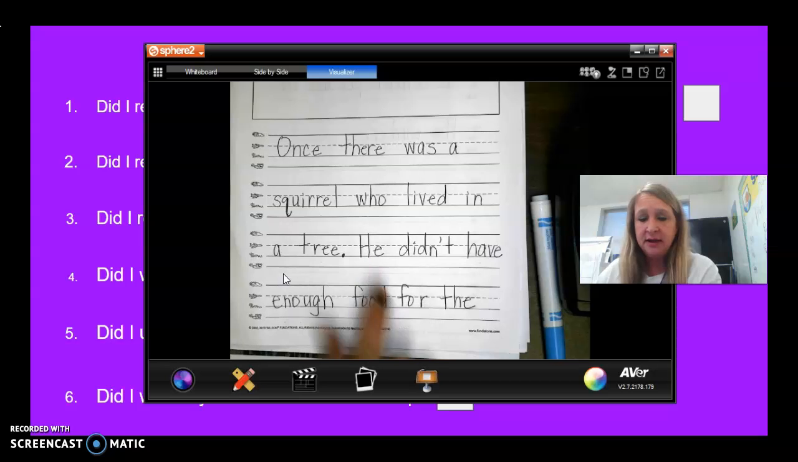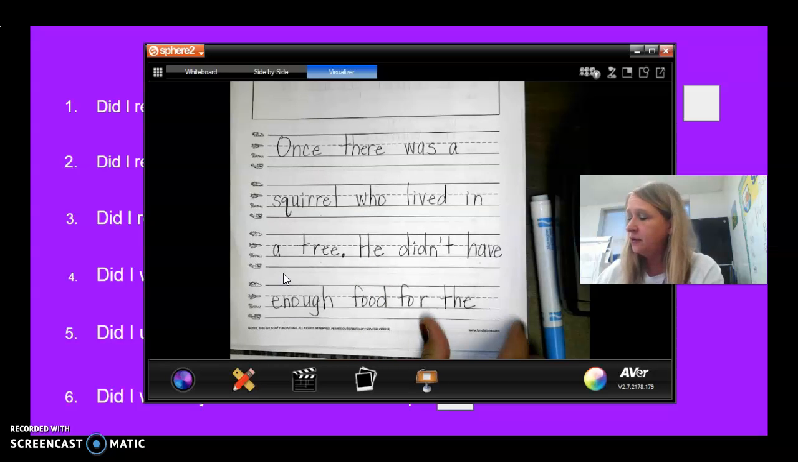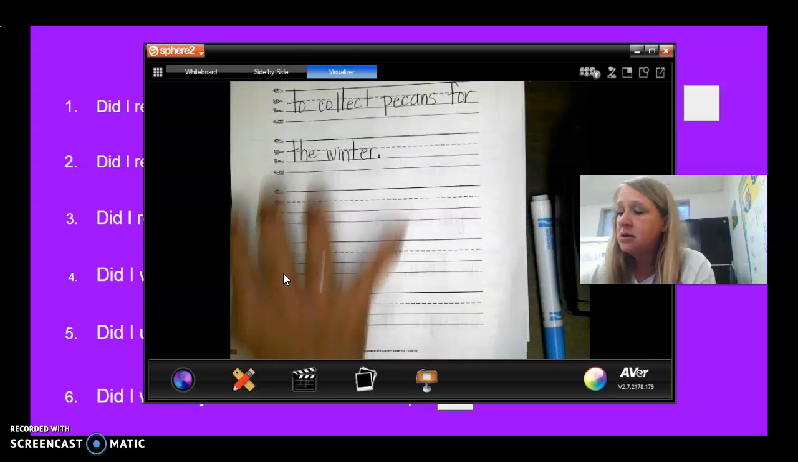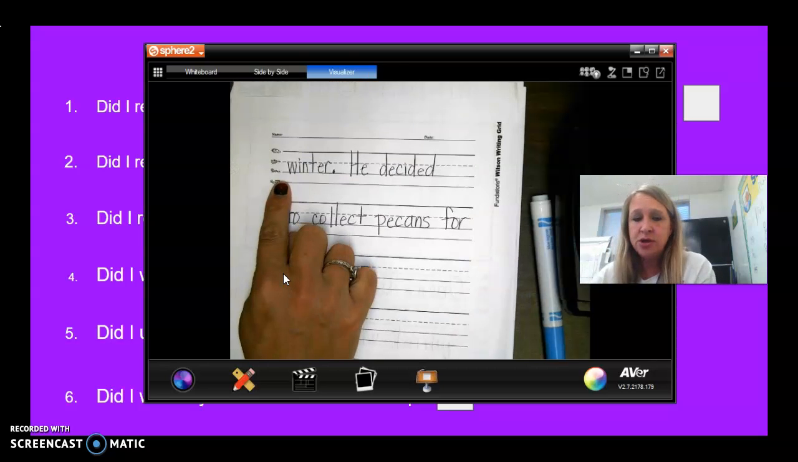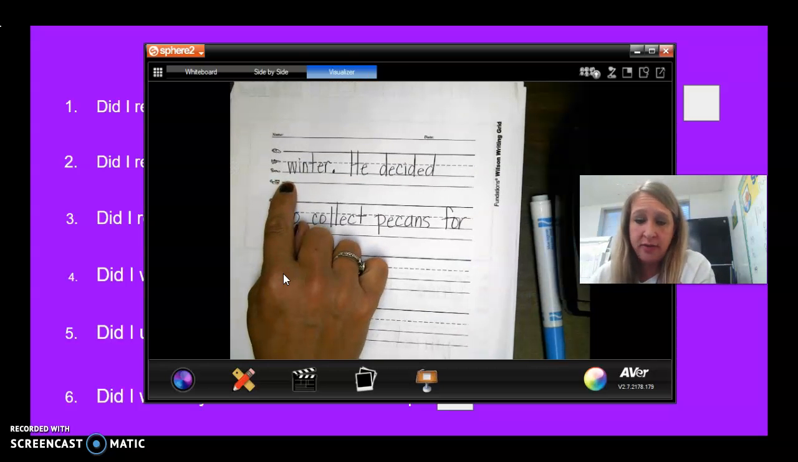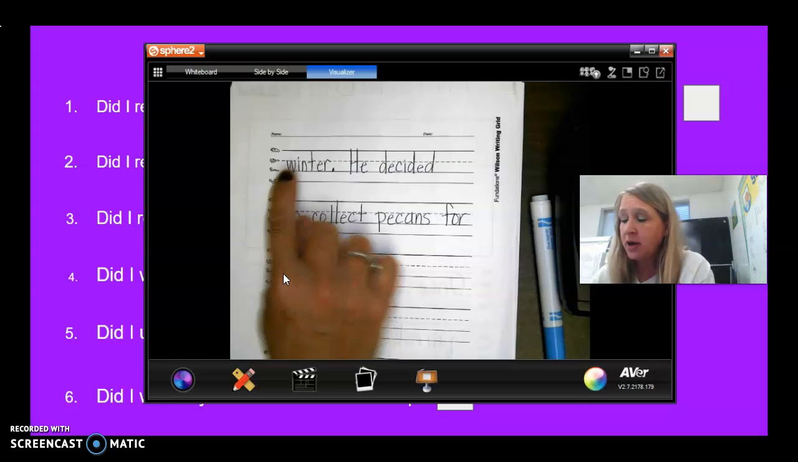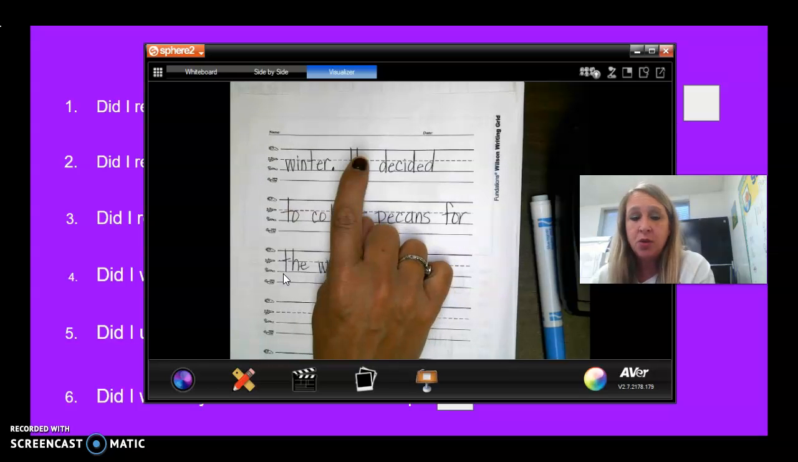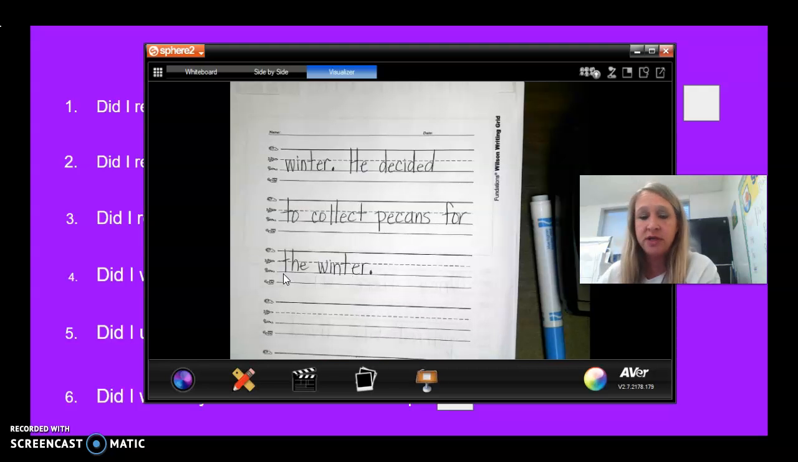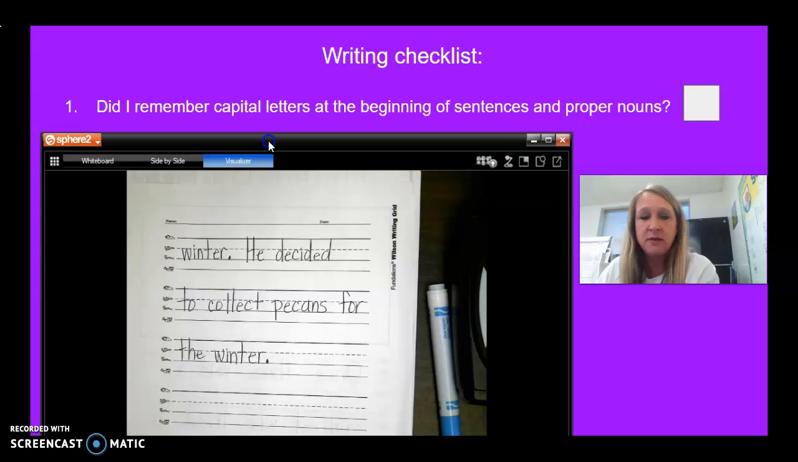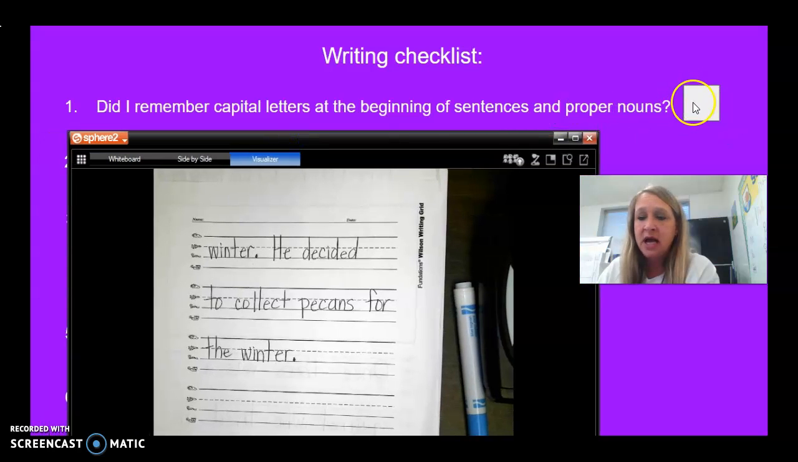He didn't have enough food for the winter. Now, this winter is not the beginning of my sentence. That was the last word of my other sentence, right? So I don't need a capital there. I do need a capital when I start my next sentence. He decided to collect pecans for the winter. So if I have capital letters at the beginning of sentences and proper nouns, I get a check.